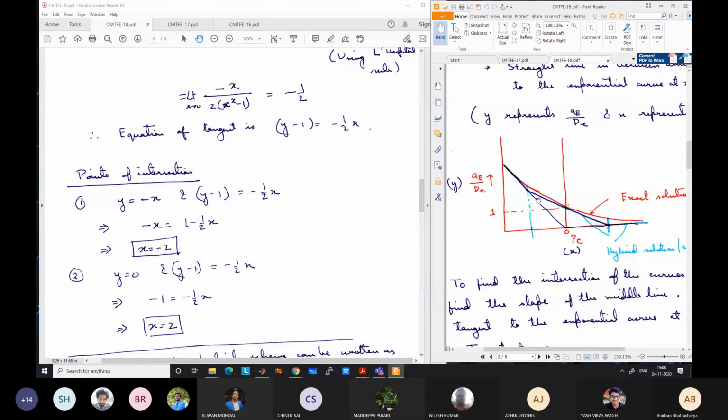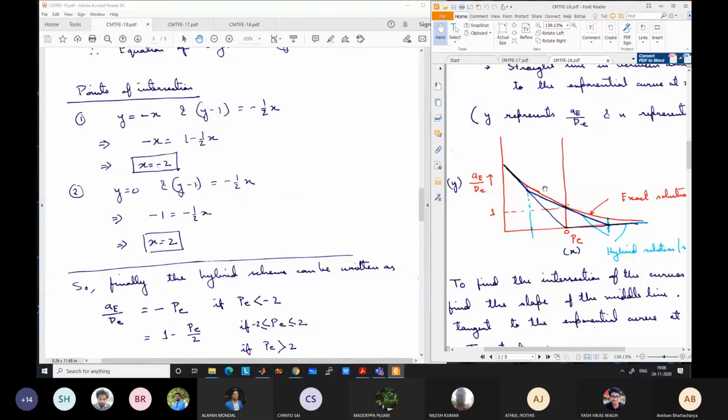Okay. So now we have fully defined the three lines. The first line goes from minus 2 to minus infinity and has the equation y is equal to minus x. The second line goes from minus 2 to plus 2 and has the equation y minus 1 equal to minus half x. And the third line goes from 2 to plus infinity and its equation is y equal to 0.